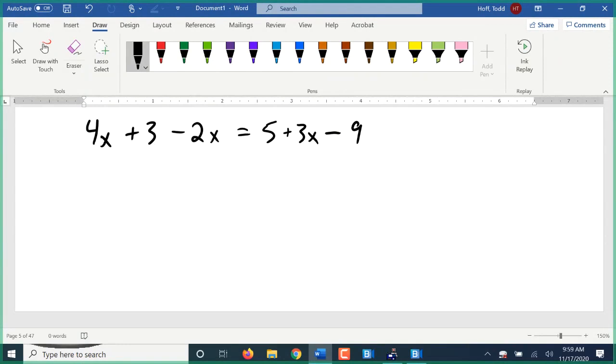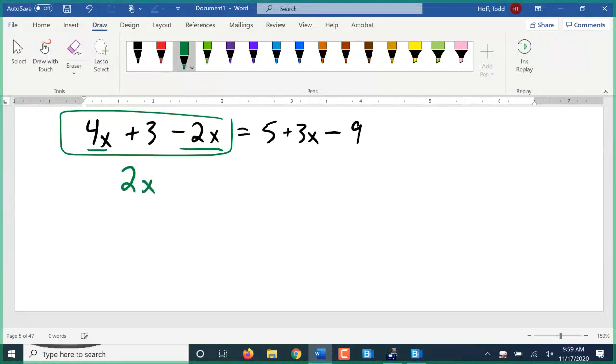So we can look at an equation like this. Now remember, step 1 is to combine whatever we can combine on either side. On the left side over here, we can combine the 4x and the negative 2x. 4 and negative 2 make 2x. We still have the plus 3, so we're going to keep that there. That's all we can combine on that left side.